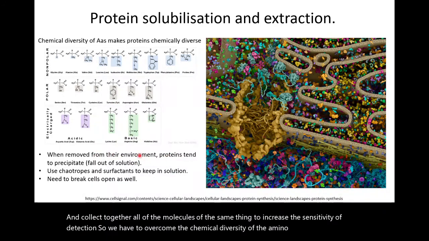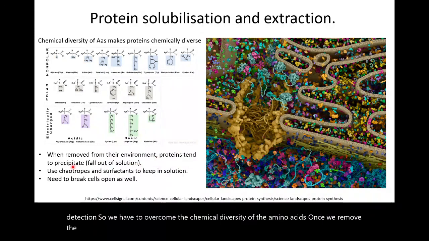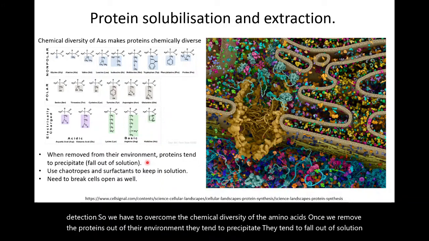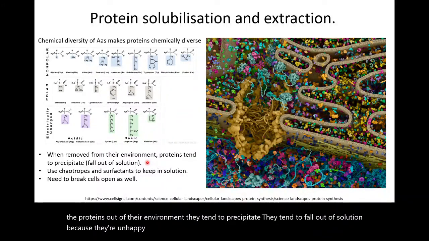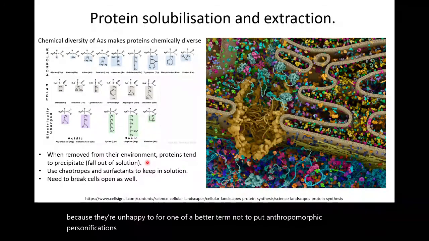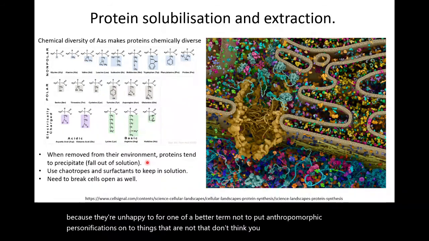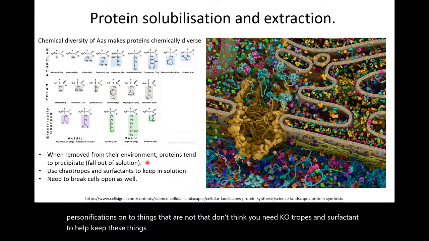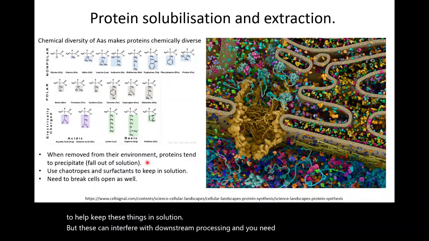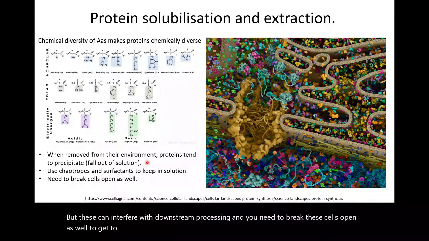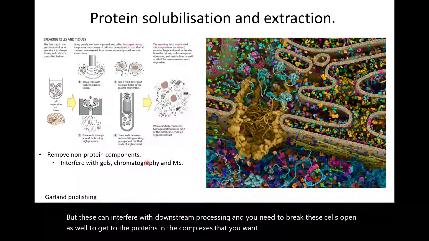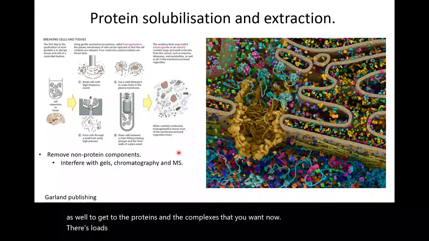Once we remove the proteins out of their environment, they tend to precipitate, they tend to fall out of solution because they're unhappy, for want of a better term, not to put anthropomorphic personifications onto things that don't think. You need chaotropes and surfactants to help keep these things in solution, but these can interfere with downstream processing. And you need to break these cells open as well to get to the proteins and the complexes that you want. Now, there's loads of different ways that you can break cells open.